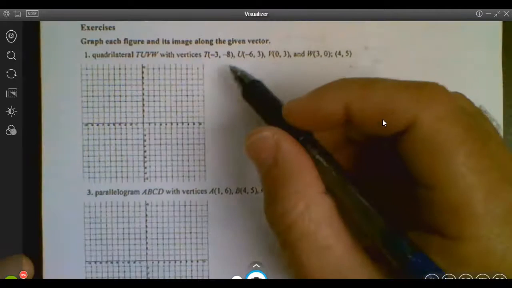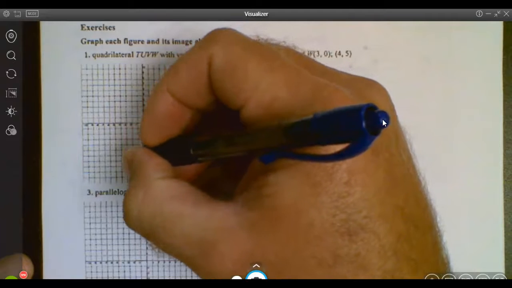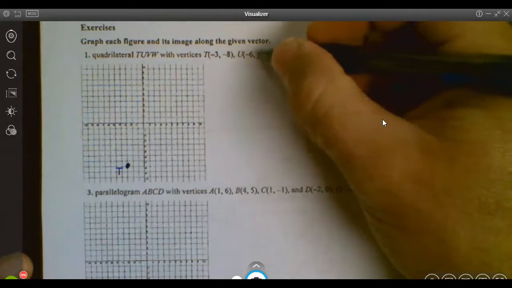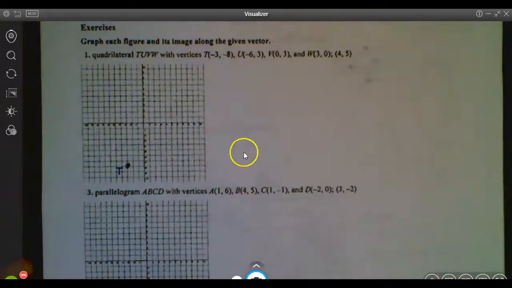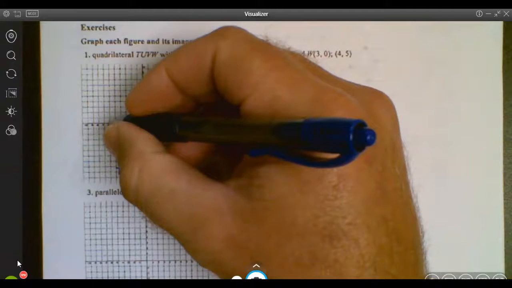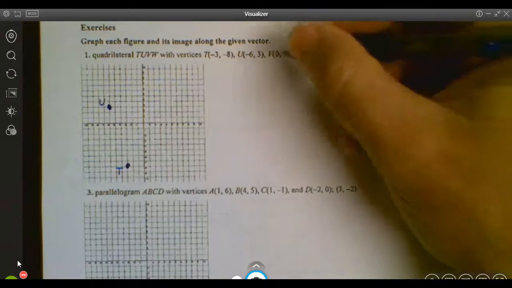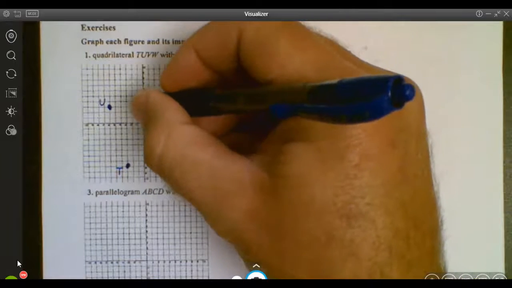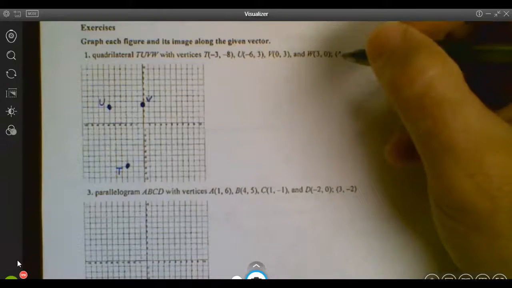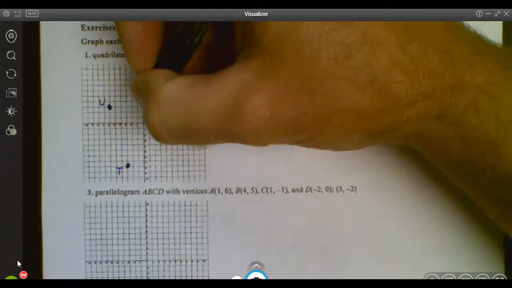So I'm going to start out by just plotting these. So T is at -3, -8. U is at -6, 3. So I'm going to -6, 3 for point U. We got 0, 3 for V. And 3, 0 for W. So here's our quadrilateral, our 4-sided shape.